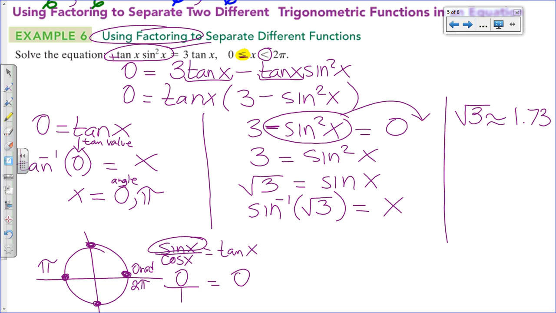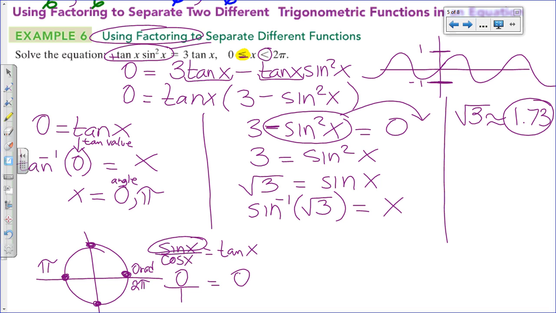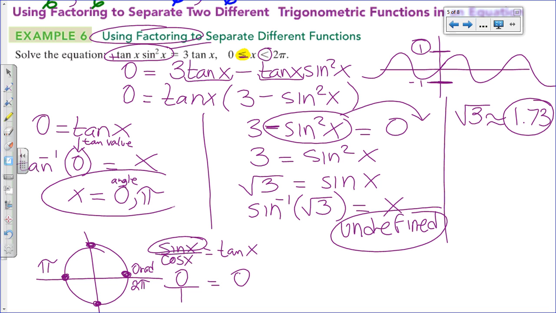Do you guys remember those waves that we spent so much time doing? What was the amplitude of that function, the sine function? 2 or -1 to 1, right? So what that means is that this 1.73 is outside our range because it's bigger than 1. So that's why your calculator is telling you undefined. So that will be the answer for this. So how many answers do we have? Only 2. Okay? Only those 2. Any question?